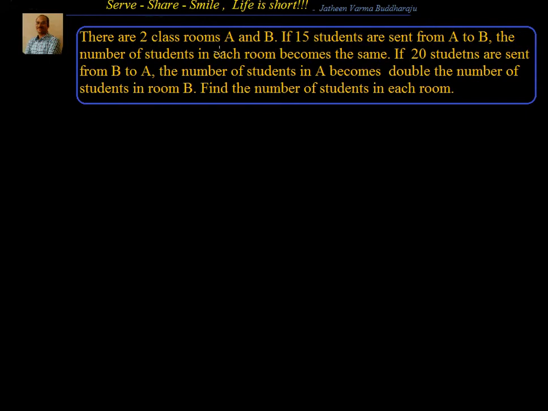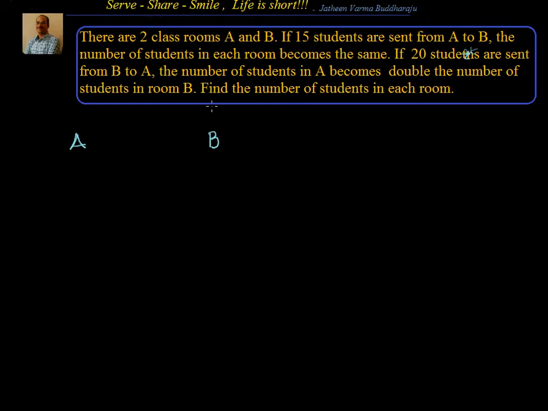There are two classrooms, A and B. If 15 students are sent from A to B, the number of students in each room becomes the same. Similarly, if 20 students are sent from B to A, the number of students in A becomes double the number of students in room B. Find the number of students in each room.